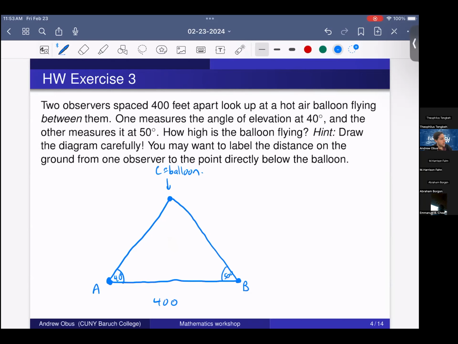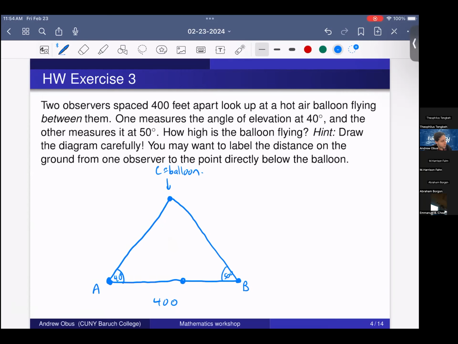And then that's all that it says. So this is all of the information that we have: 400, 40, and 50 degrees. And so we want to know how high the balloon is flying. And the hint says, draw the diagram carefully, and you may want to label the distance on the ground from one observer to the point directly below the balloon.